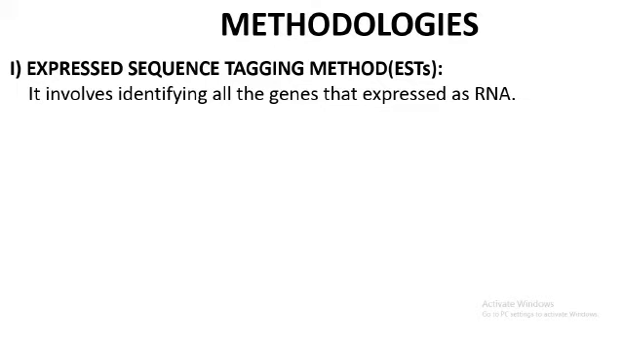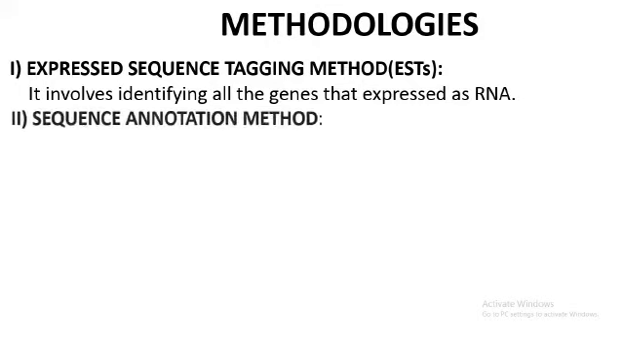What are these? Exons and introns. Human genes contain two types of regions, introns and exons. Exons may code, while introns may not code. Of these, we want to identify the genes which are going to be expressed as mRNA. So this method of identifying the genes that are going to be expressed as RNA is called the expressed sequence tagging method.